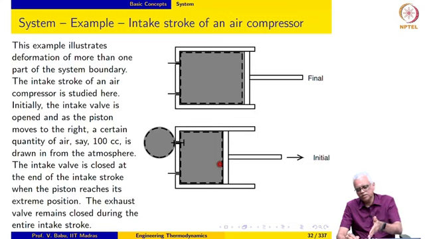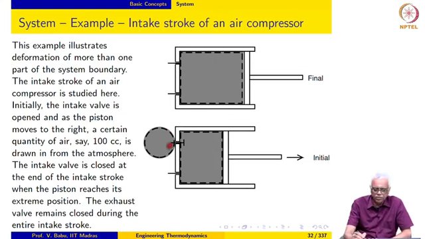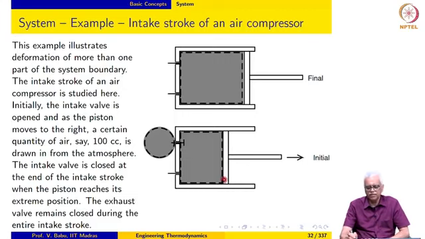So, this part of the system boundary is doing work against that resistance as it moves to the right. So, the work interaction on this part of the system boundary is the exact opposite of the work interaction on this part of the system boundary. So, that is the interesting aspect of this particular example.